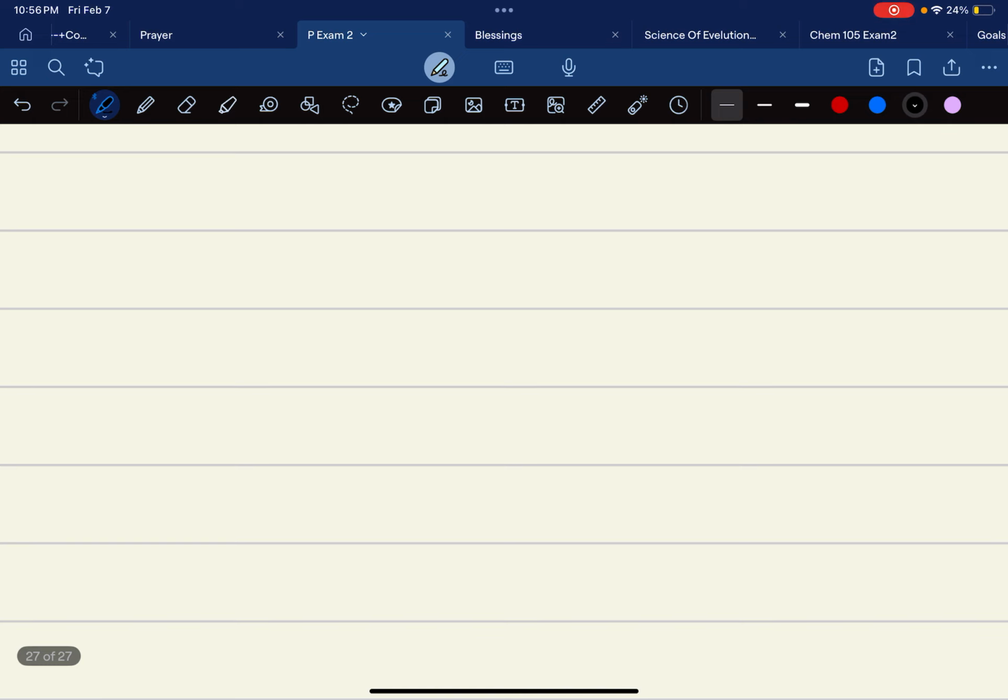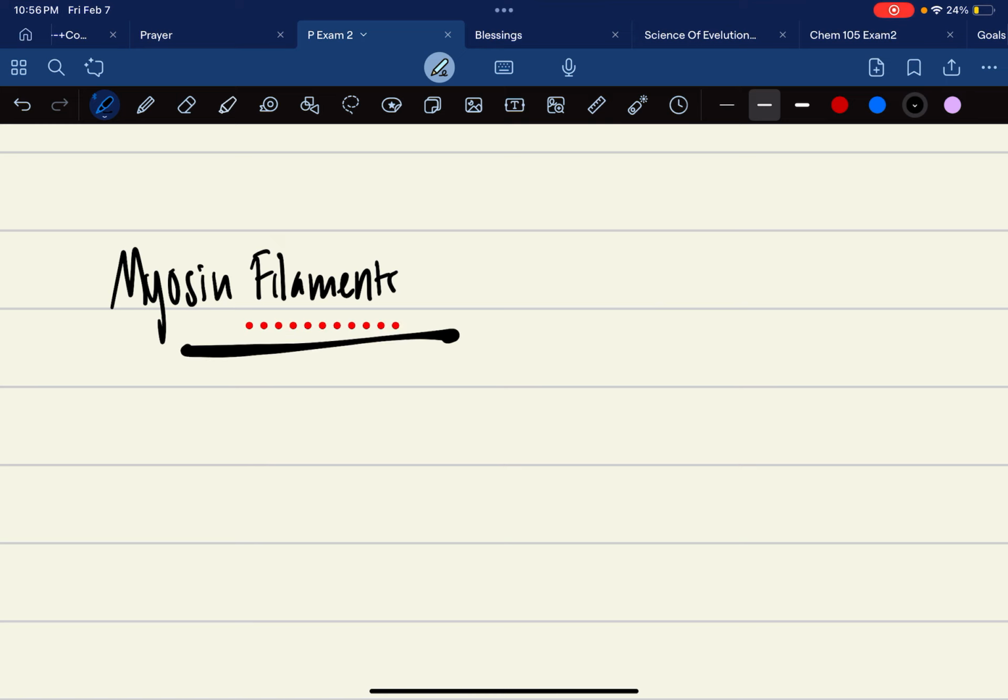And then there's the myosin filaments, and these are thicker, and they have myosin protein, and the heads interact with the actin to form cross bridges during muscle contraction.